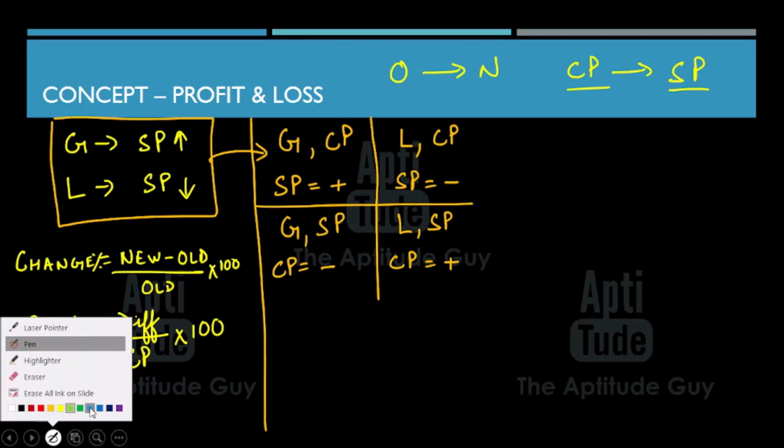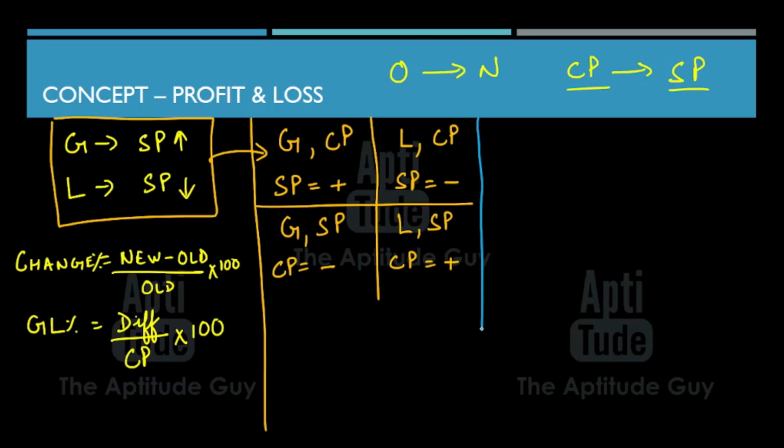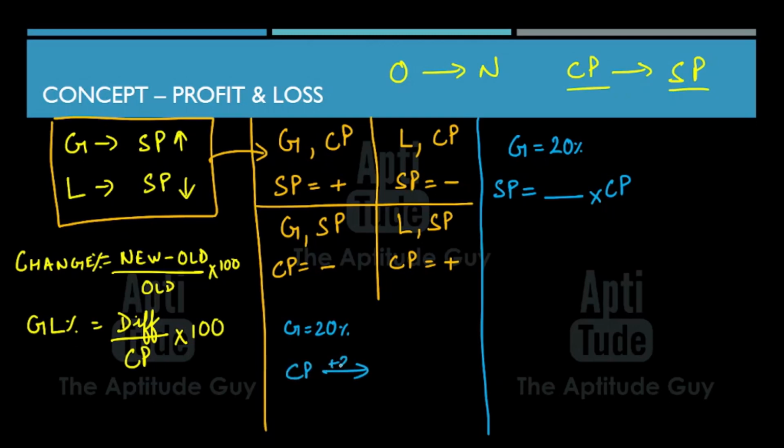Now, let us use all this and teach you guys another shortcut. This is a brilliant one. Suppose we have a gain of 20%. Now, if I ask you, if gain is 20%, selling price is equal to how many times of cost price? What would you say? Gain of 20% means cost price increased by 20% and became the selling price. That is what it means, that gain is 20%.